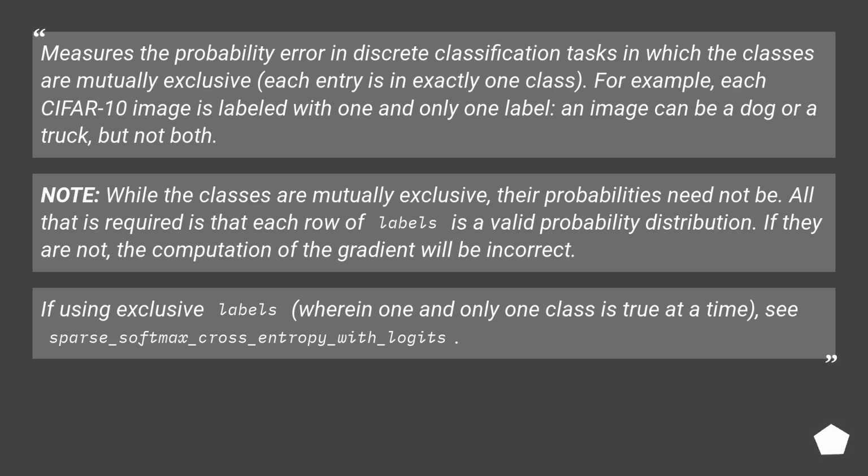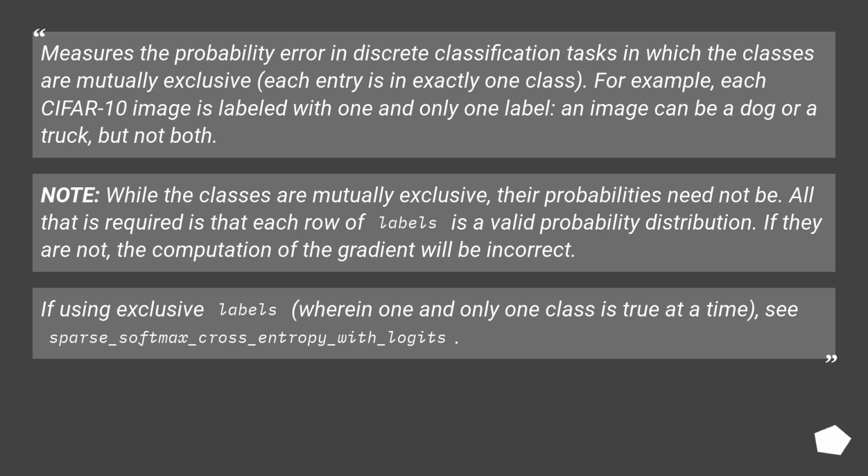Measures the probability error in discrete classification tasks in which the classes are mutually exclusive. Each entry is in exactly one class. For example, each CIFAR-10 image is labeled with one and only one label. An image can be a dog or a truck, but not both.